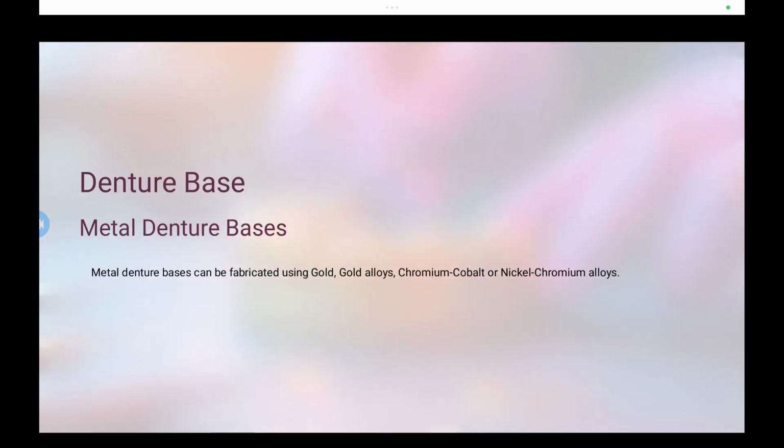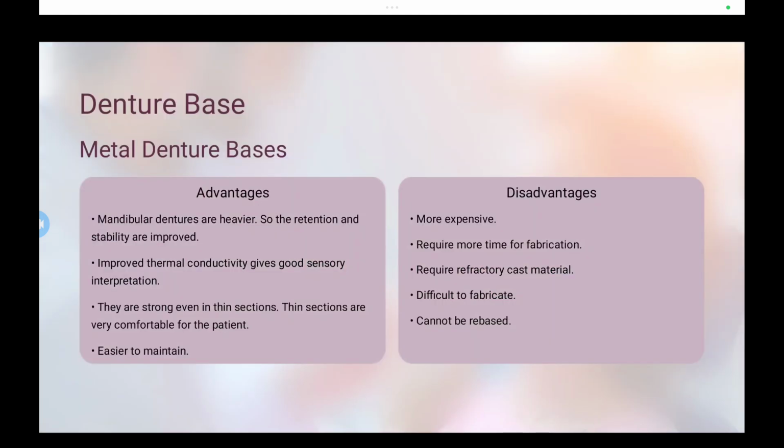Now, metal denture bases can be fabricated using gold alloys, chromium, cobalt, or nickel chromium alloys. Metal denture bases have also certain advantages and disadvantages. Advantages involve mandibular dentures are heavier, so the retention and stability is improved. Improved thermoconductivity gives good sensory interpretation.